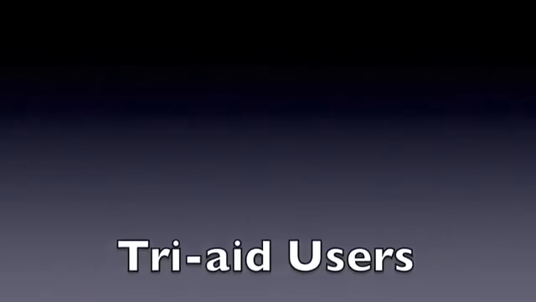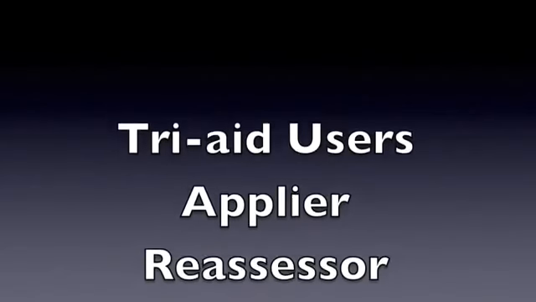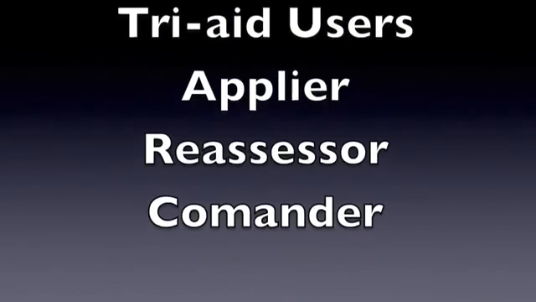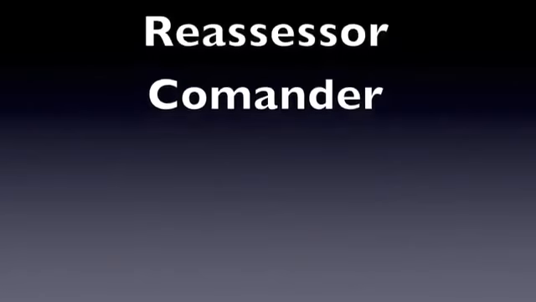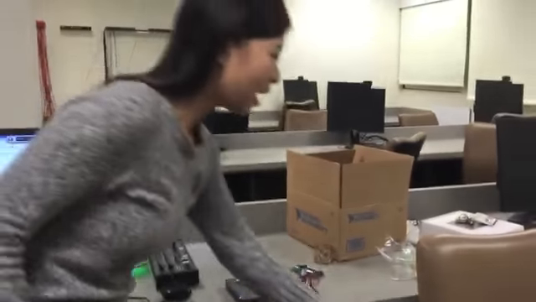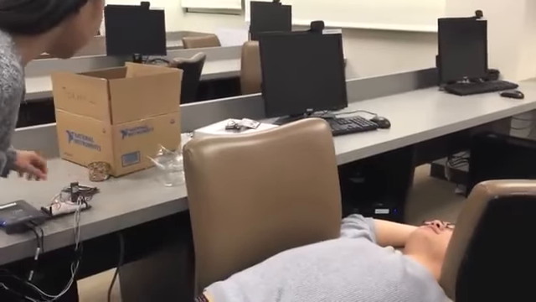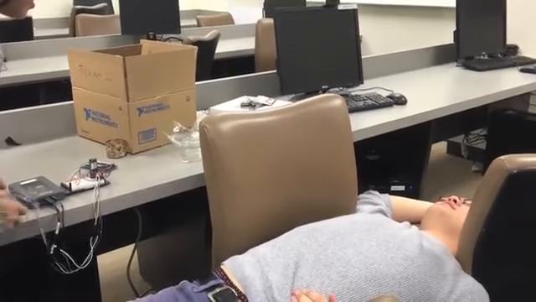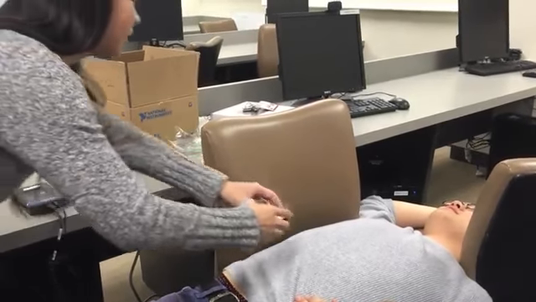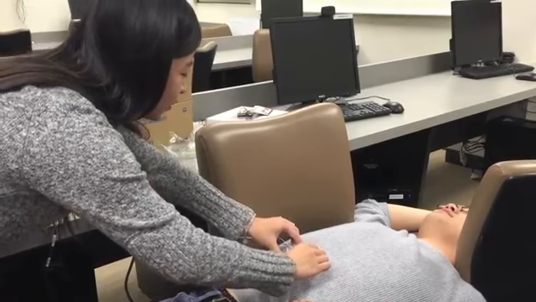There are 3 classes of responders working together to expedite the rescue process. First, the applier, who attaches the chest and breast pieces to each patient. Second, the reassessor, who overrides blue colors. Third, the commander, who allocates hospital resources based on the displayed map.